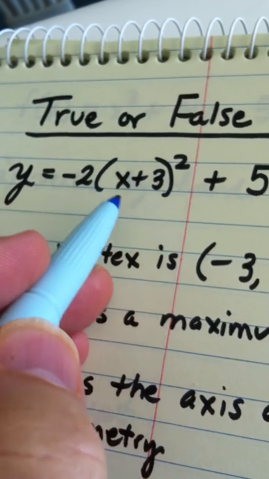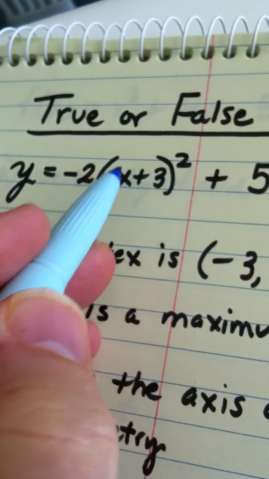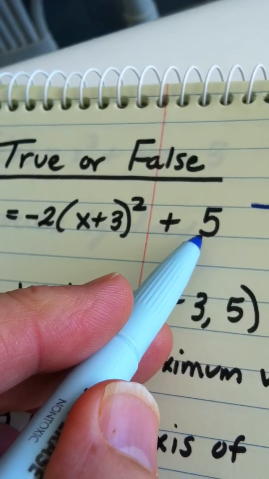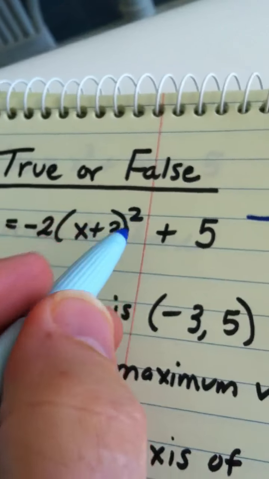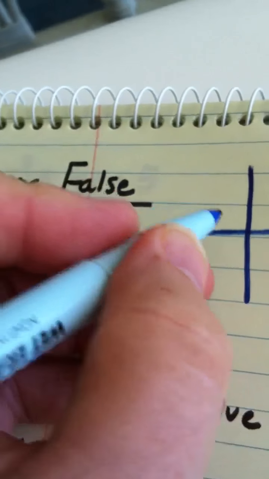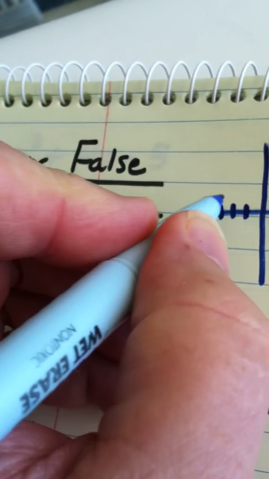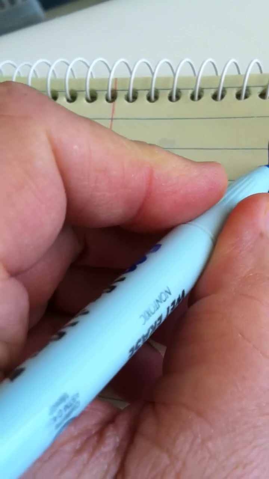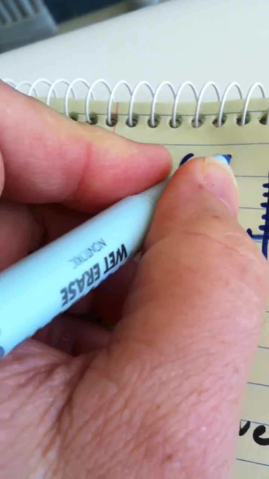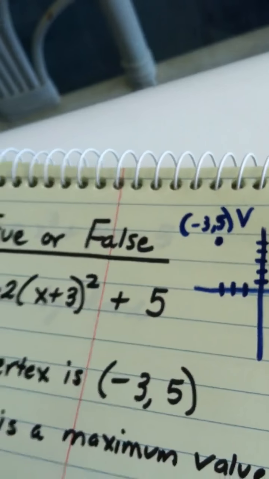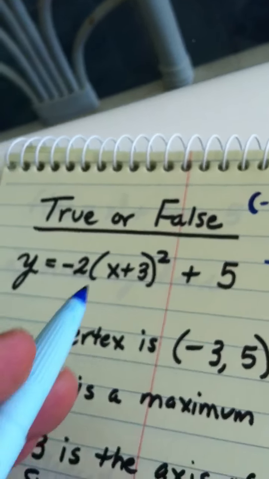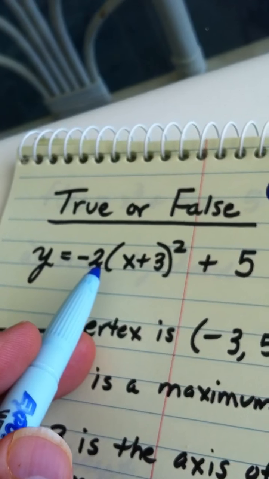This shifts my original parabola 3 to the left. This moves it up 5. So what I can see here is if I've moved it 3 and up 5, my vertex used to be at 0, 0. Now my vertex is going to be at negative 3, 5. Negative 3, 5 is my vertex, okay? And this parabola opens down. I know that, and it's a little bit skinnier.